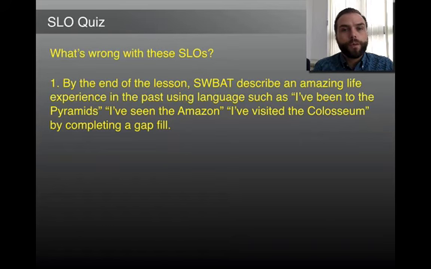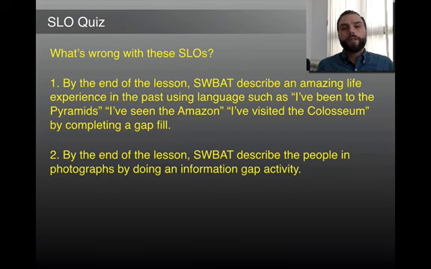Now remember, this should be for a speaking lesson. There's something wrong with this SLO. Okay, so for a speaking lesson, have a look at the final task. Does that look like a good task for a speaking lesson, completing a gap fill? Right, that's not a good task for a speaking lesson. So when you're writing a student learning objective, the task should be suitable for what you're teaching, and a gap fill is not really a great way to assess or to finish a speaking lesson.